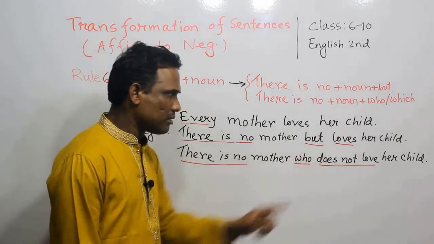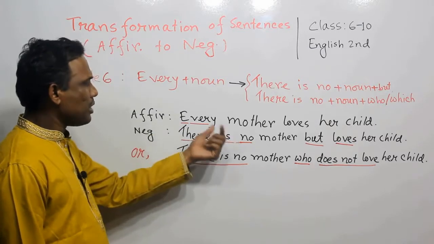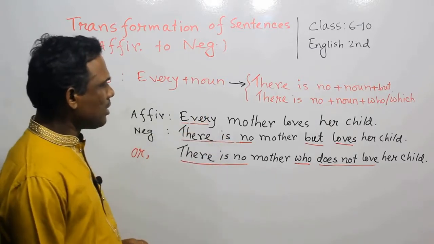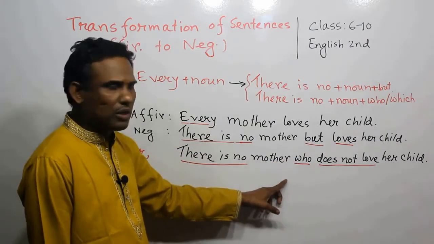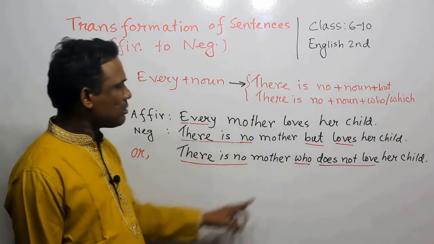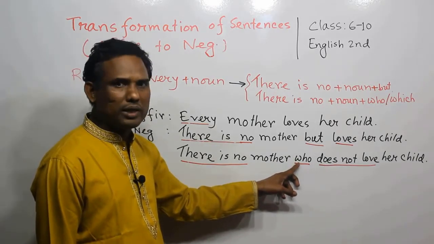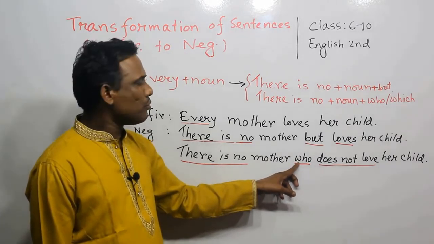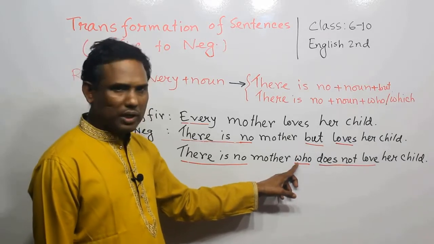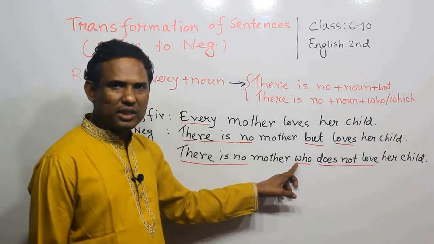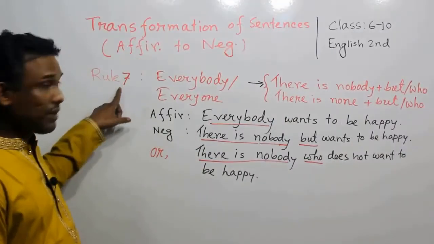love her child. You can see I have used there is no in place of every, and I have used the conjunction but, and you can also see I have used the conjunction who. But you can see the conjunction who is followed by a negative verb. So when you use the conjunction who or which, you should remember the conjunction who or which is followed by a negative verb.